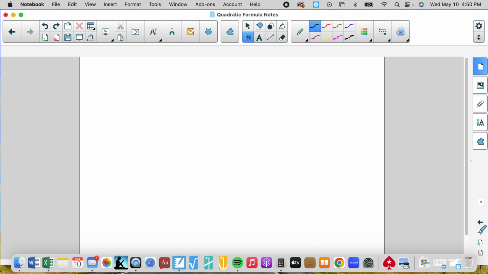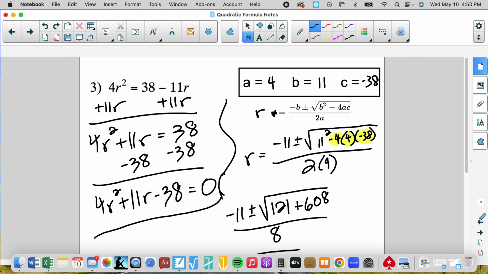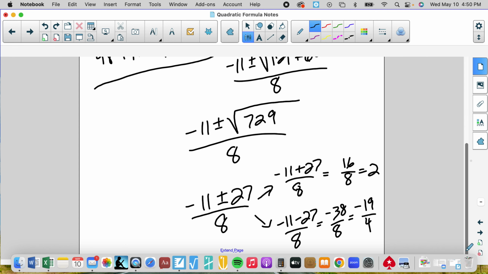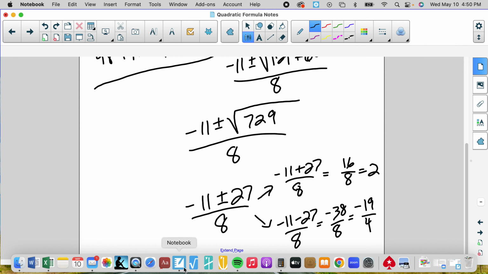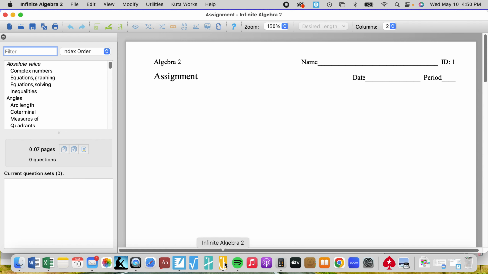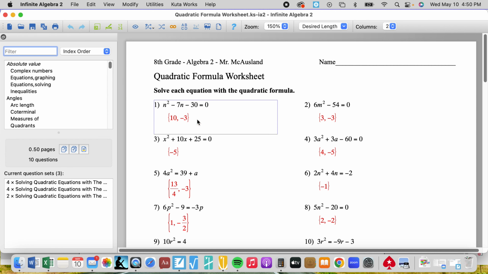Is that really the answer? Oh, I don't even have the answer key. Negative 19 fourths. It feels heavy. Let's see. Hold on, I think I have the answer key. Quadratic formula worksheet.